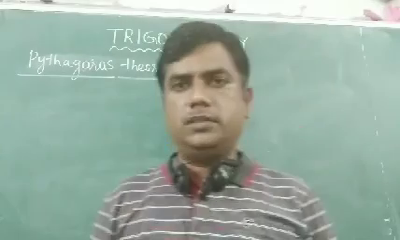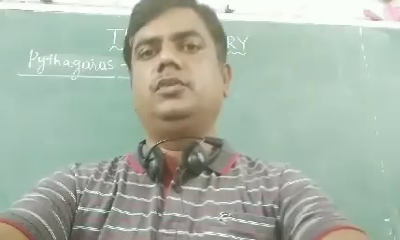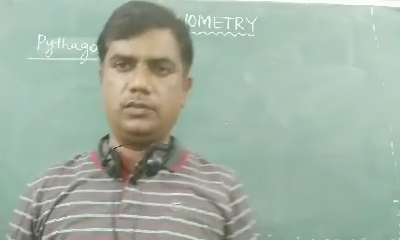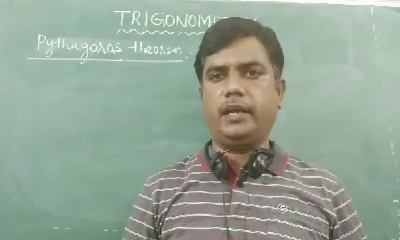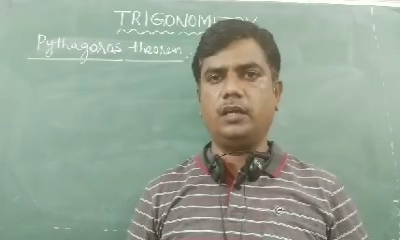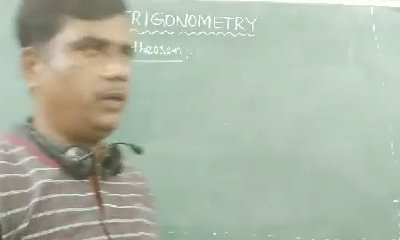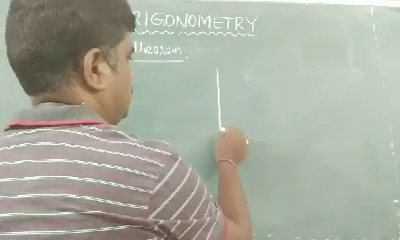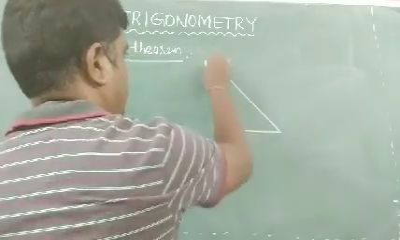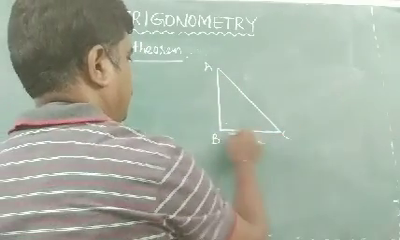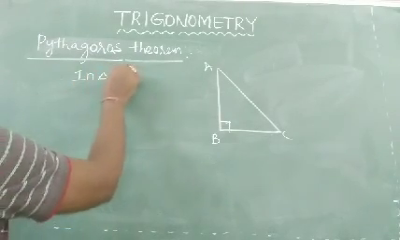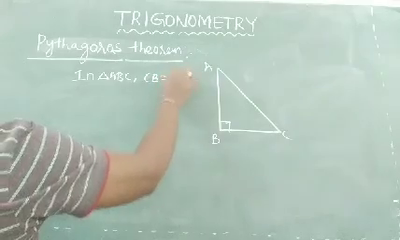After these six trigonometric ratios, we should know the Pythagoras theorem. This Pythagoras theorem is also related to the right angle triangle. In trigonometry we are using the right angle triangle, so that's why we should know it. We use this theorem in this chapter. So what is the Pythagoras theorem? Say for example, this is a right angle triangle ABC, with right angle at B, 90 degrees at B.